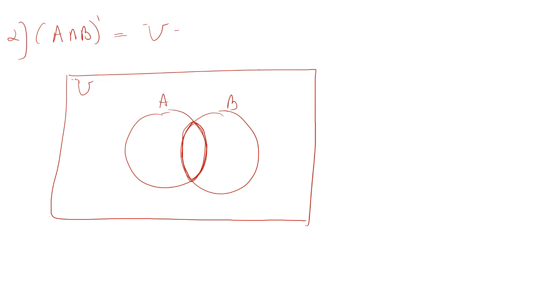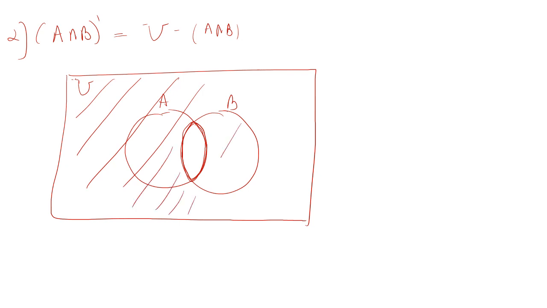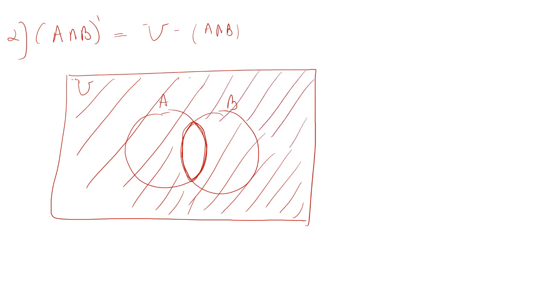U minus A intersection B means from the total rectangle, leave only the common region and take everything else. So the whole answer excluding that common region, which is A intersection B. So just shade in one direction only, excluding this part. That is called A intersection B whole complement.